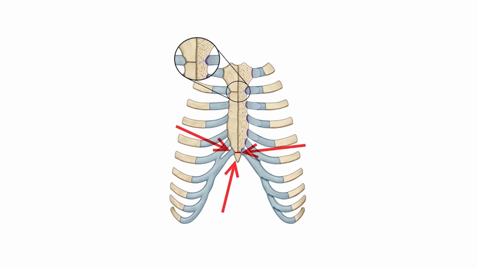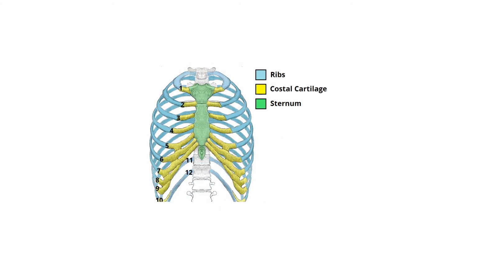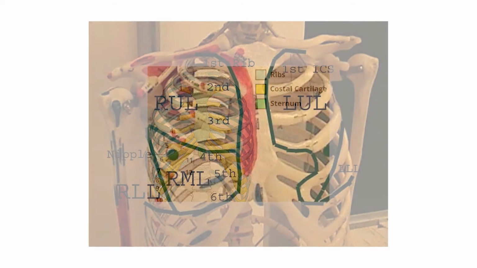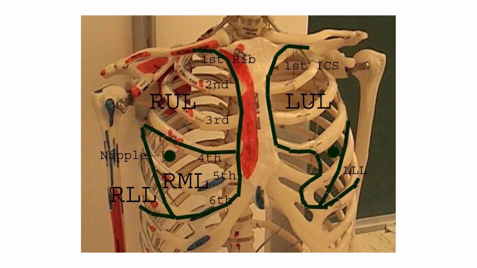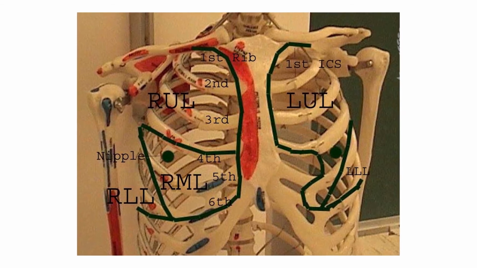On the left side, the line follows the same course up to the level of the fourth costal cartilage. It then arches outward and descends along the sternal margin up to the sixth costal cartilage.